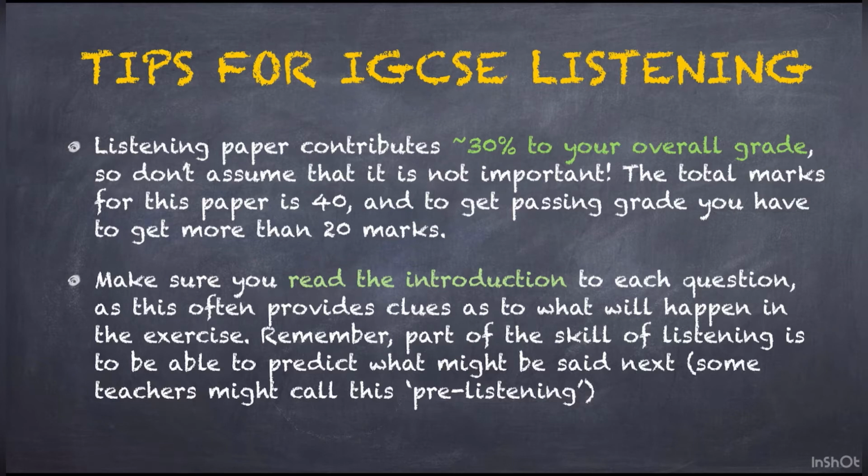The total mark for the listening paper is 40. The total mark for your reading and writing paper is 80. So 80 plus 40 is about 120. To get a passing grade, A until E, you have to get more than 20 marks for listening. It's not even A star. For a passing grade, you need to get over 20. If you get less than 20, this results in a grade called UG, which is ungraded. So we do not want that.